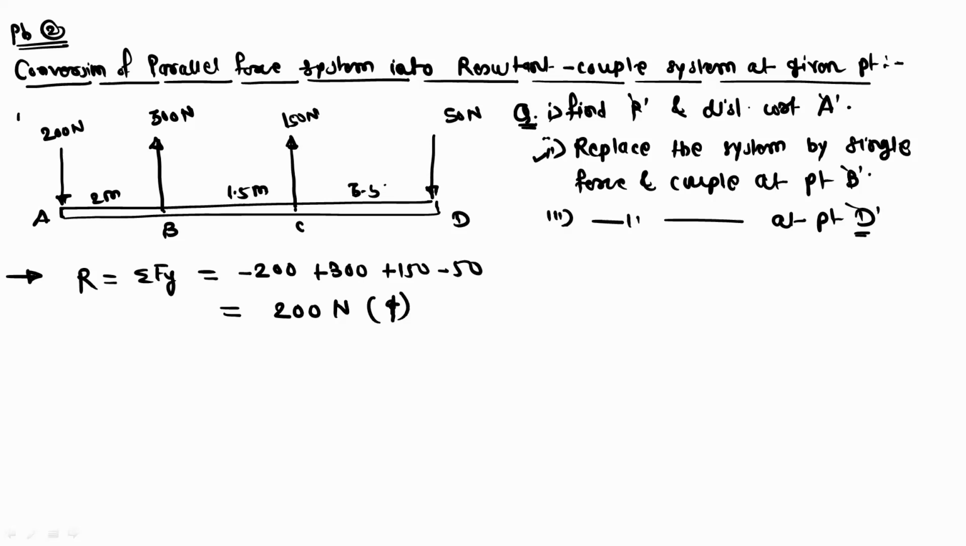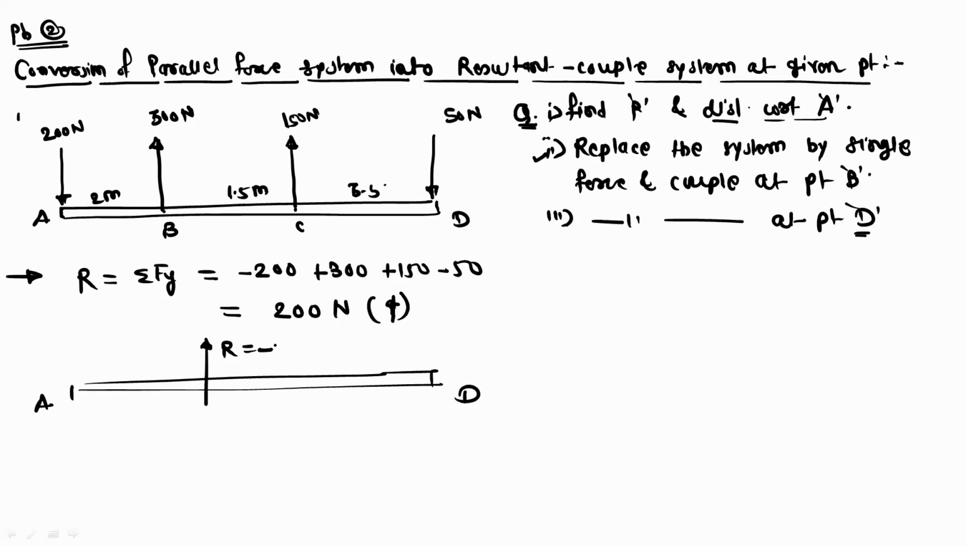And it is positive, so it is acting along the positive y direction. To find out the distance with respect to A, we have to convert the given system into a resultant system. So suppose this is beam AD, and somewhere here this is the resultant, which is R equal to 200 Newton. Assume distance D with respect to point A, and then use Varignon's theorem. So the summation of moments by all the forces about A is equal to the moment by the resultant about the point A.